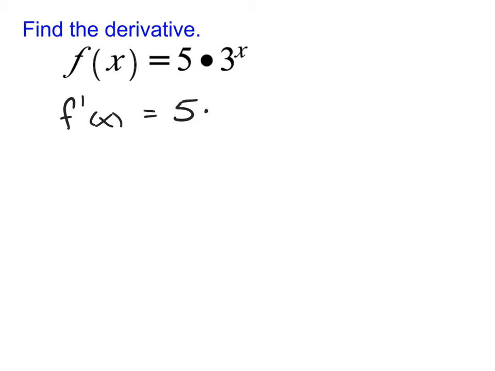So now it's just a matter of finding the derivative of 3 to the x, which is 3 to the x, but not only 3 to the x, 3 to the x natural log of 3. That then is our final answer. That's what we're looking for. So remember that the derivative of the 3 to the x is 3 to the x times the natural log of that 3. You always need to multiply by the natural log of the base.